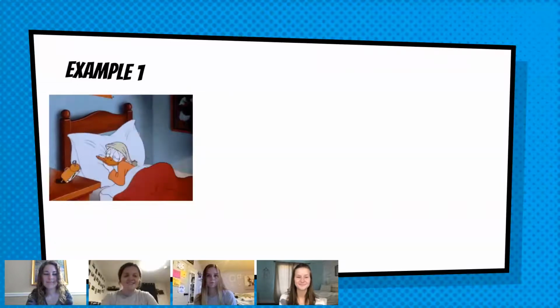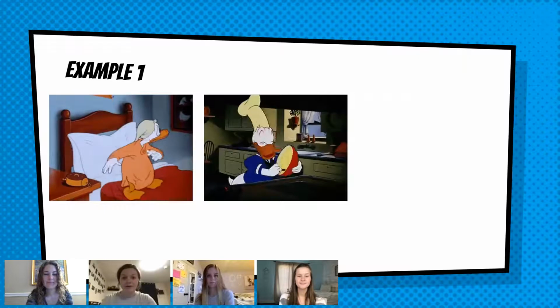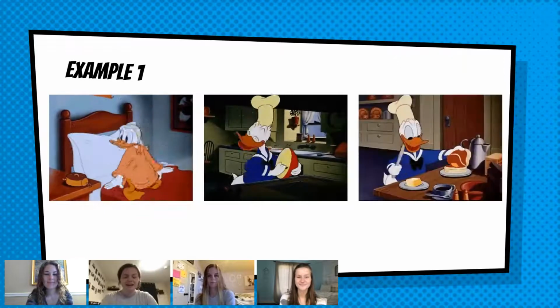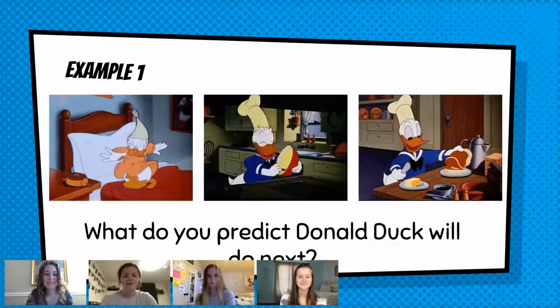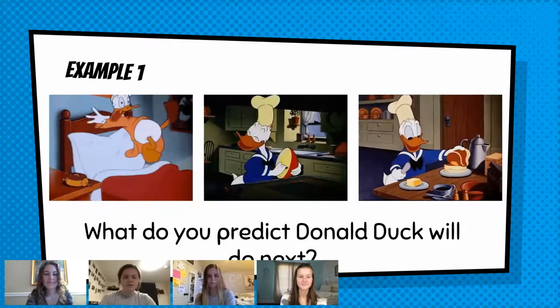Here's our first example. So here's our friend Donald Duck. He wakes up in the morning and is very hungry. So he goes downstairs to make himself some breakfast. He decides he's going to make pancakes. So what do you predict Donald Duck will do with his pancakes next?